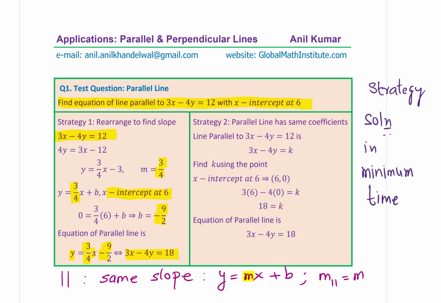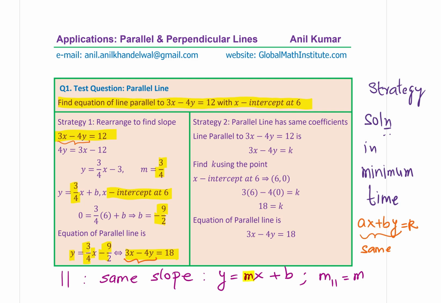What do you notice here? You notice very clearly that the first part, 3x minus 4y, is exactly the same. So for any parallel lines, 3x minus 4y, or in general ax plus by, will be the same, equals k. So that is the equation of parallel lines, right? Any value of k will produce lines which are all parallel. This is very important to understand. And that gives us the strategy for a minimum solution, correct?